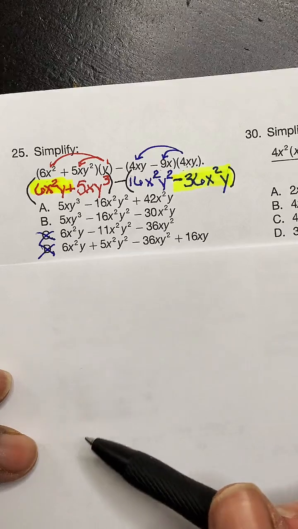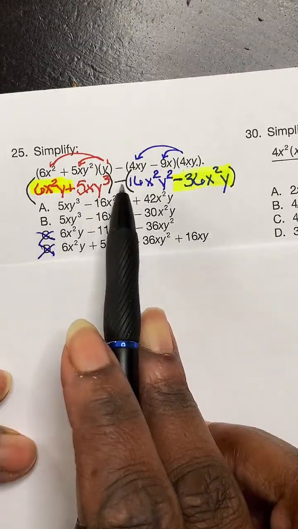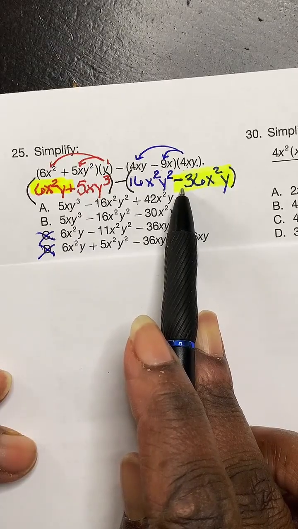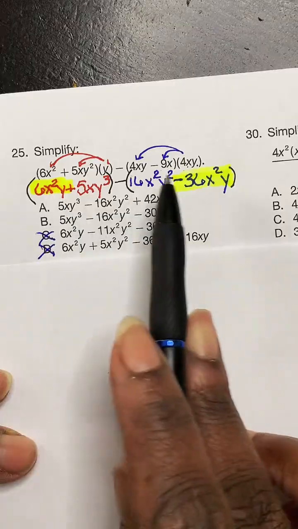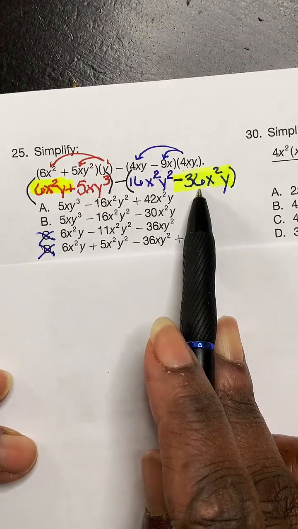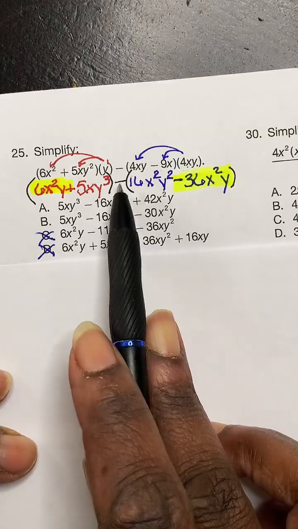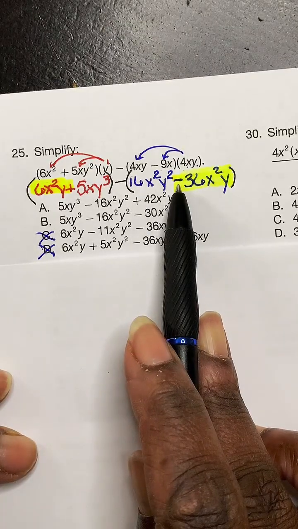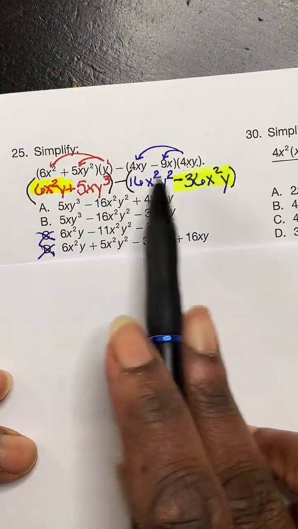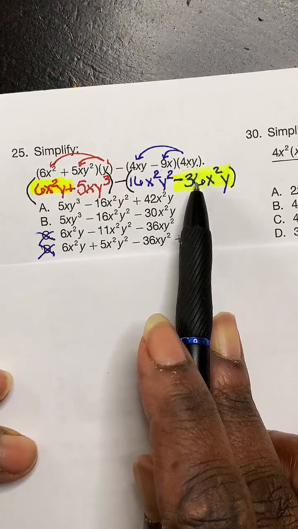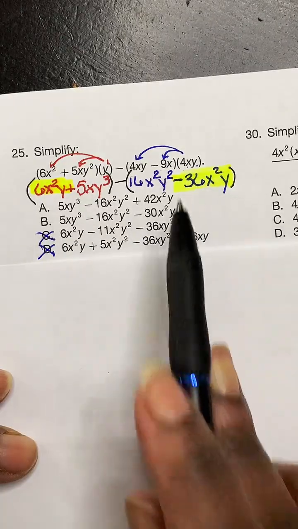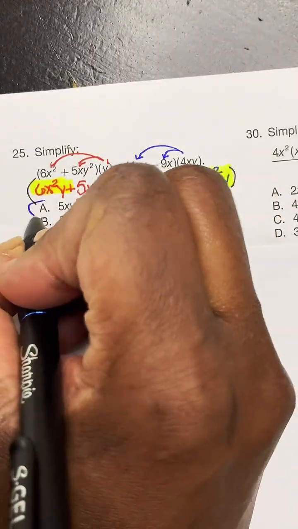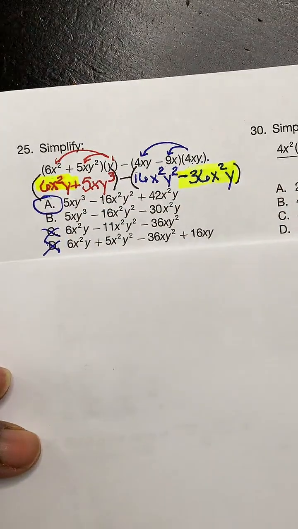So now we've got to think. It's going to be 6 minus a negative 36. So it's not just 6 minus 36, which would give me my negative 30, but it's minus a negative. When it's minus a negative, that means it's really a positive. A negative times a negative gives me a positive. So I'm really going to be adding these up. That gives me my 42x squared y. So my answer is A.